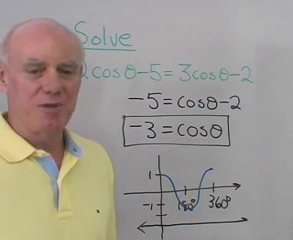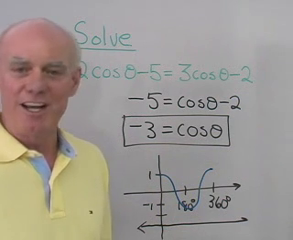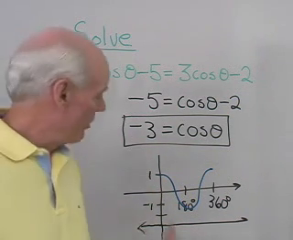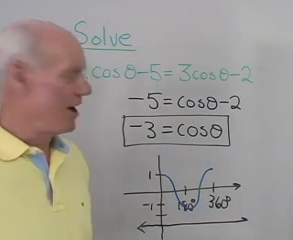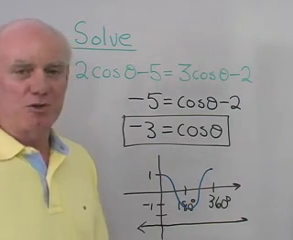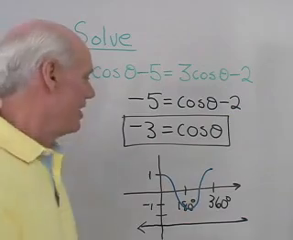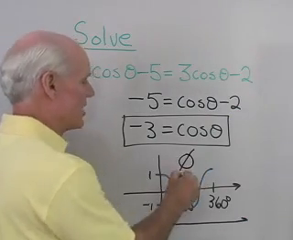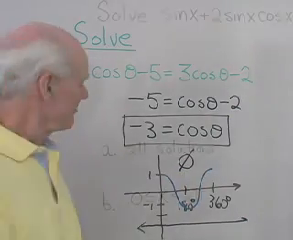Cosine theta has to be between negative 1 and 1. It can never be negative 3. No matter what you do, if you put negative 3 on your calculator and look up the angle whose cosine is that, you're going to get an error. So in this case, the solution set is the empty set.